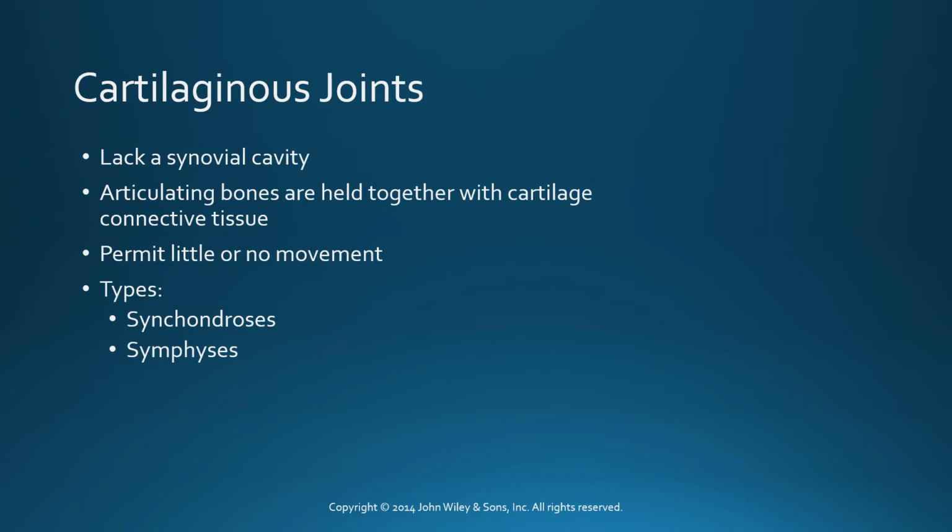Cartilaginous joints, like fibrous joints, lack a synovial cavity, and it allows for little to no movement. Here, the articulating bones are tightly connected by either hyaline cartilage or fibrocartilage. And there are two types of cartilaginous joints, synchondroses and symphyses.